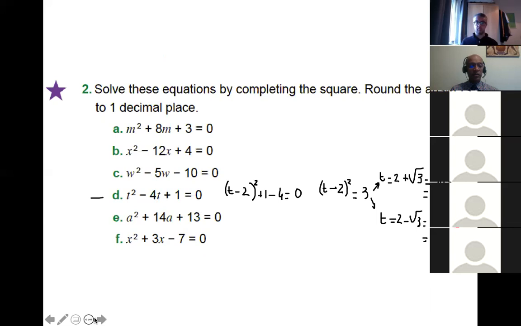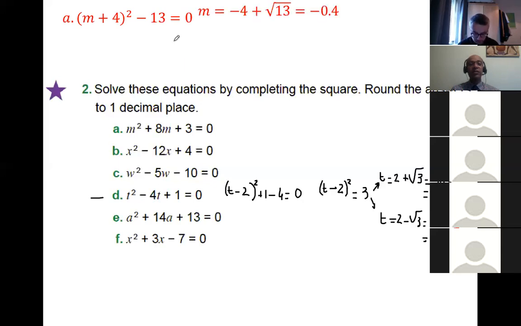So let's have a look at some of the other ones. The first one is here, m plus 4 squared minus 13, because I've got minus 16 plus 3. And my answer should be minus 4 plus root 13. And if you take your calculator, minus 4 plus root 13, you should see negative 0.394. And you round it to 1 decimal, it becomes negative 0.4.